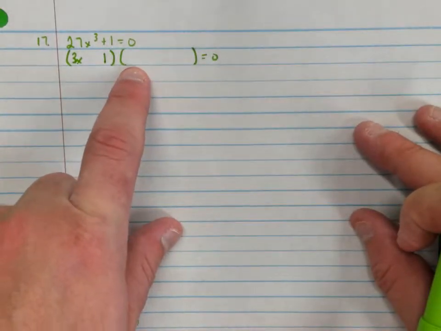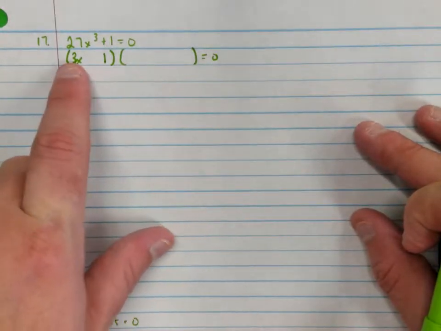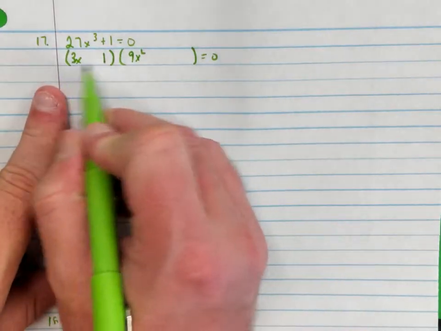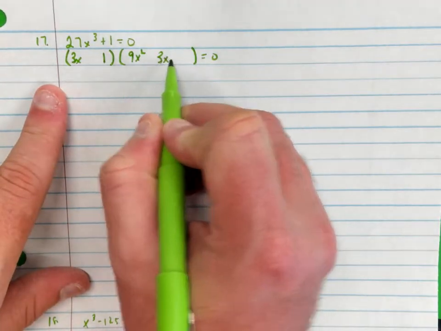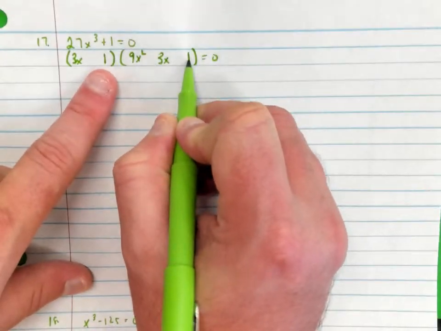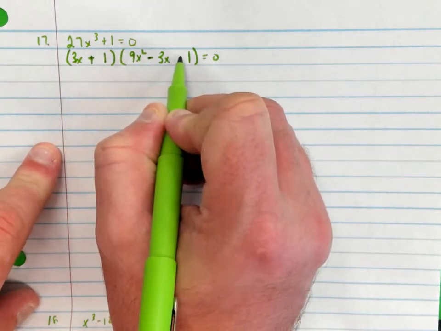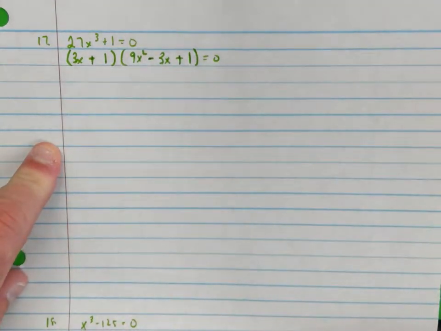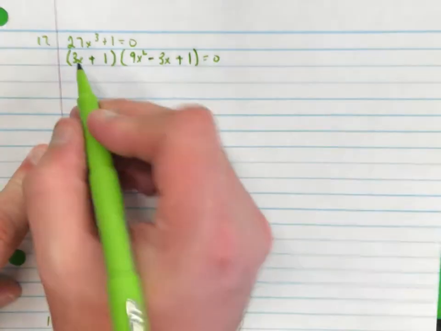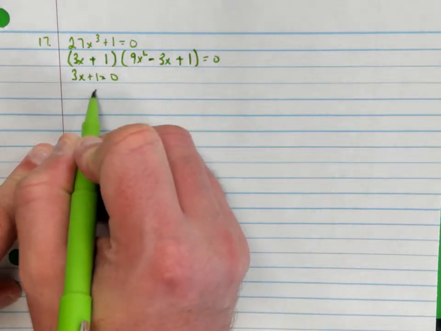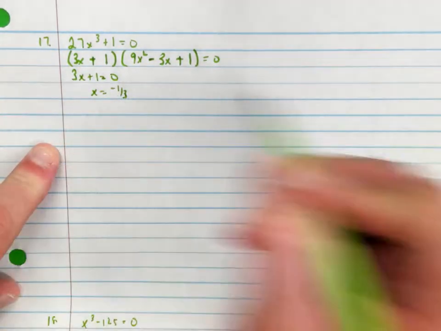Now what goes here? How do you get this first number of the trinomial? Square the first one. What do you do with these 2? And then square the what? Last. So, same, opposite, always positive. Now I'm going to set that equal to 0. When I do that, I get x equals negative 1/3.